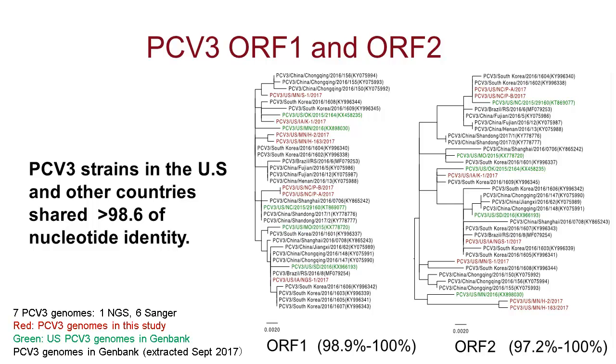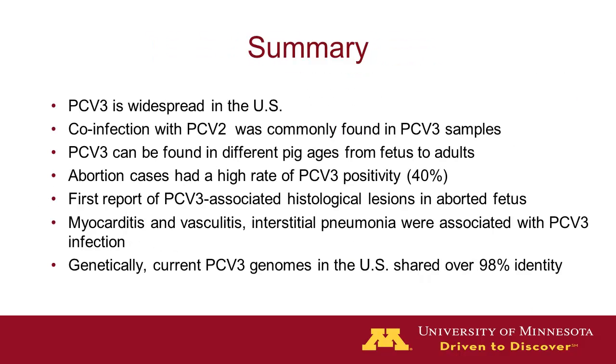So this suggests that this virus has been circulating for many years, which has been proved by many publications, but also that this virus is not a single-source introduction to the United States. And also, on the whole genome level, the PCV3 genomes in the US and other countries share over 97.6% nucleotide identity. And in summary, we found PCV3 is widespread in the world, and also widespread in the United States.